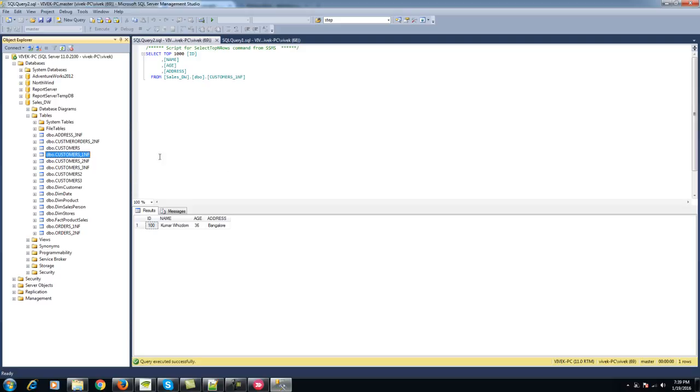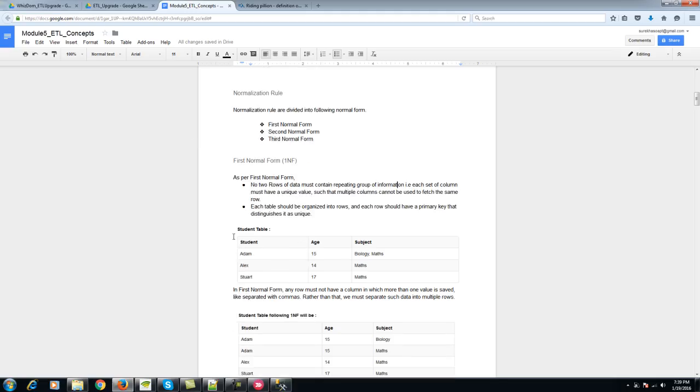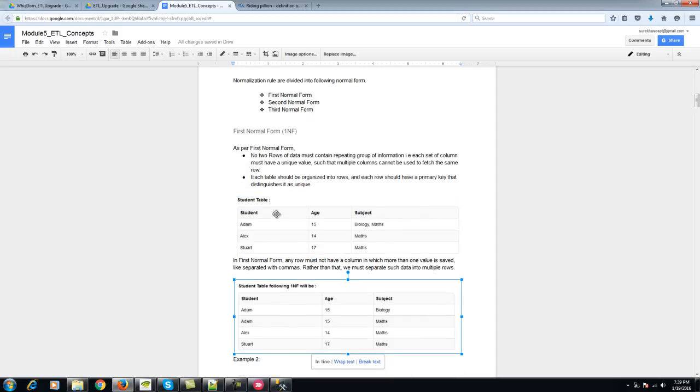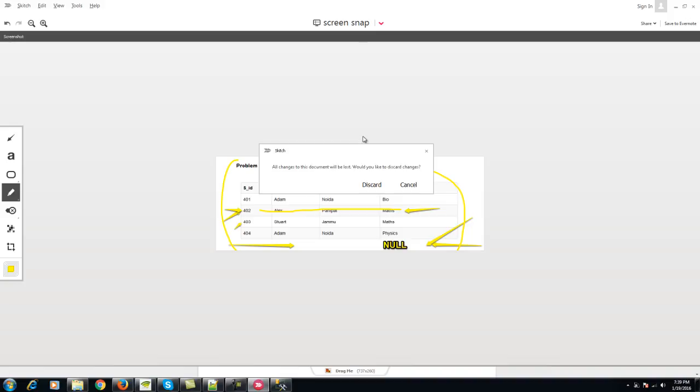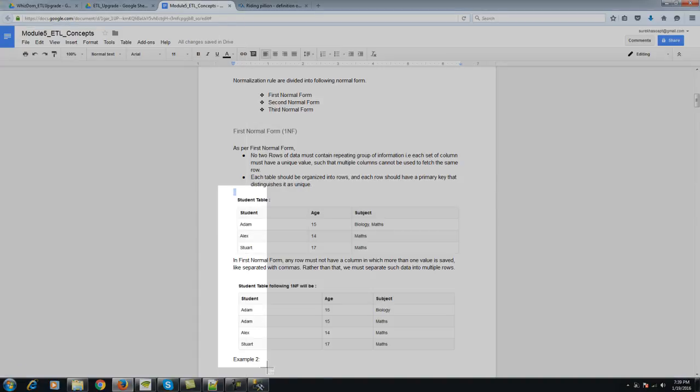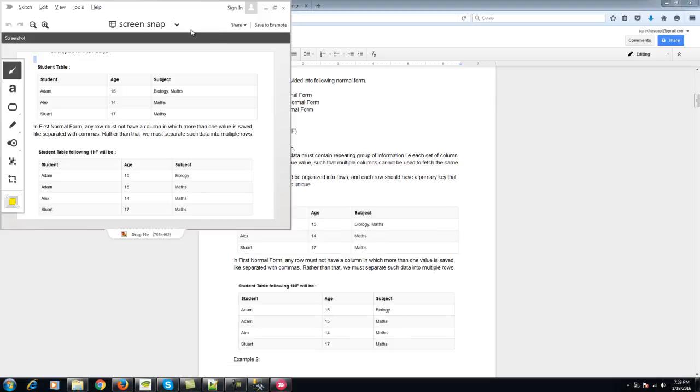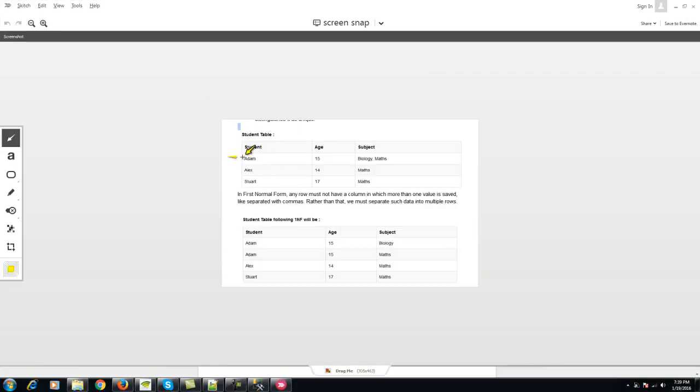The other way of looking at it is this. If I have information something like this, which I am showing you over here, this is a student table. This table has information saying that Adam has taken 2 subjects, biology and maths. And for Alex it is maths, and for Stuart it is again maths. So this is not in the first normal form. So how do I convert this into the first normal form?